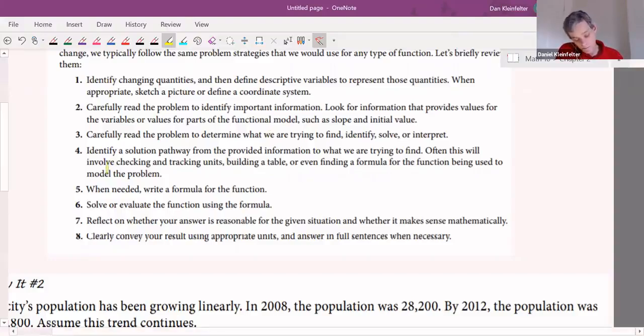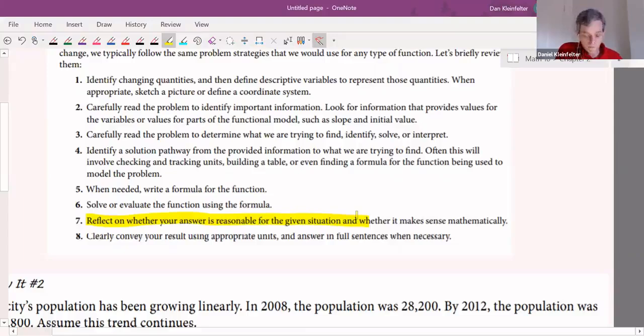You may need to build a table or a formula for a function. You frequently will need to produce a formula for a function. Some problems can be answered using tables or maybe just producing a picture, but usually you're going to need to produce a formula that you'll need to evaluate. It's a good idea to check and make sure that your answer is reasonable, right?